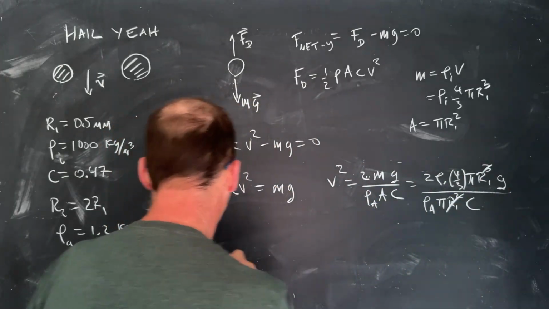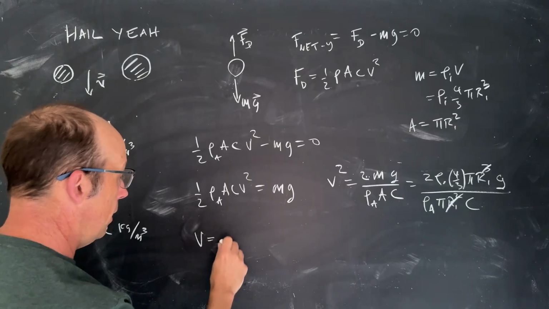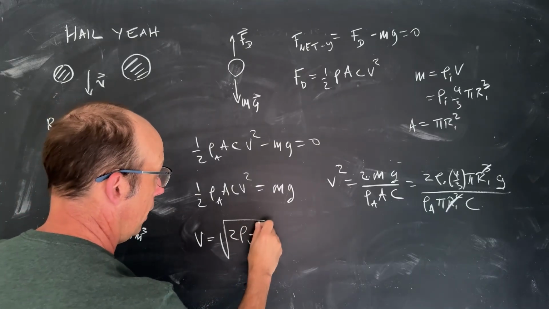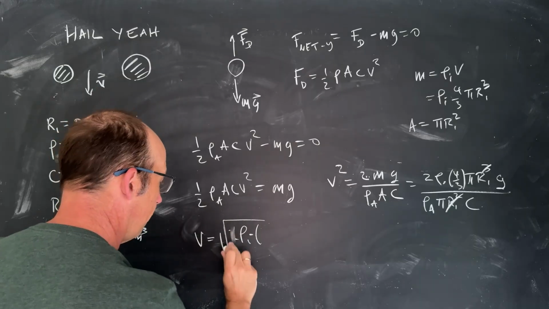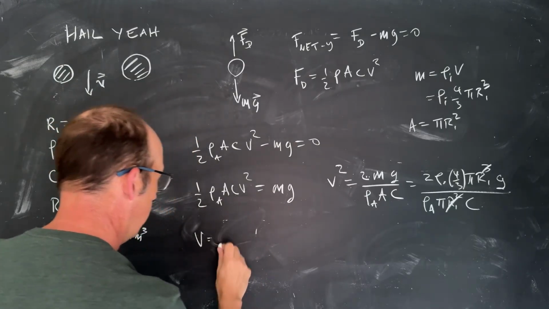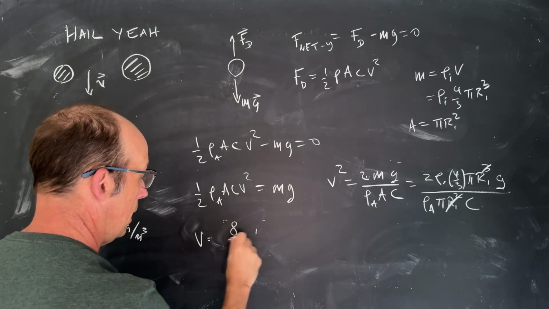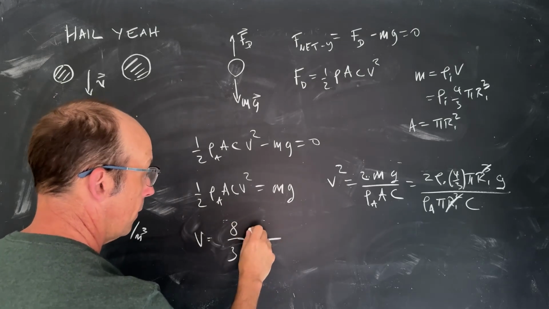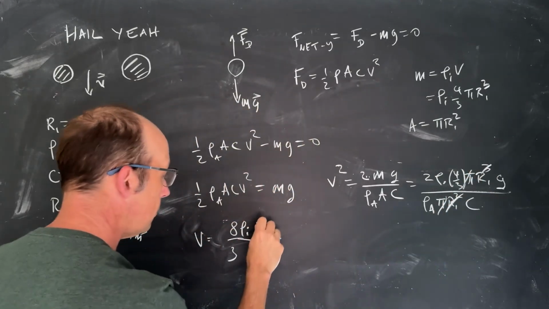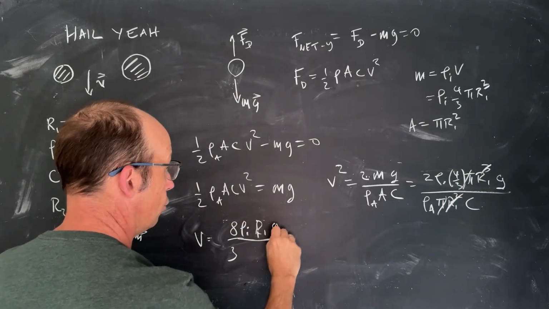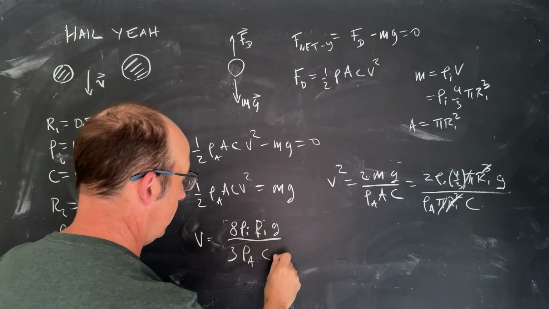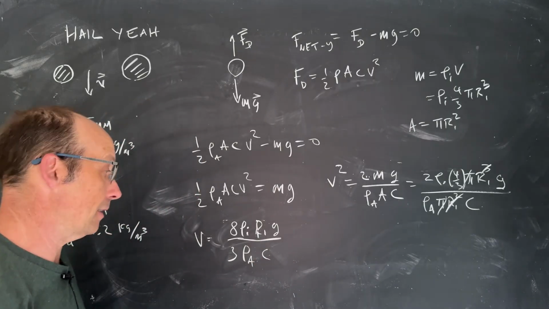So that cancels with those, but not all of them. So now I can solve for V. V is going to be the square root of 2 rho I, 4/3, which I'm going to put as 8/3. So I have 8/3 rho ice, the pi cancels, R1 G over rho A times C. So I can calculate that. That's not too hard.